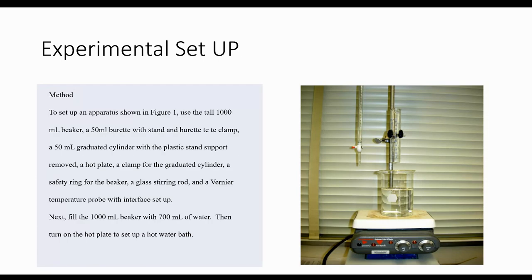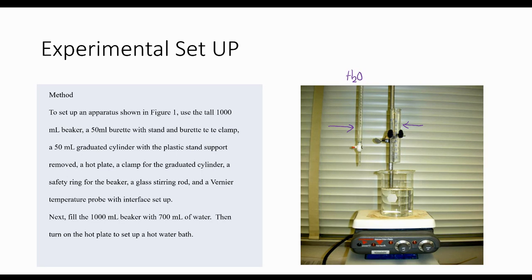Okay, so what we would have done is take a hot plate and a really large beaker. Then we'd have a burette. So here's the burette, and that's going to have water in it. The reason we need the burette with water is that it's going to tell us how much we're adding. And then you're going to have a graduated cylinder.